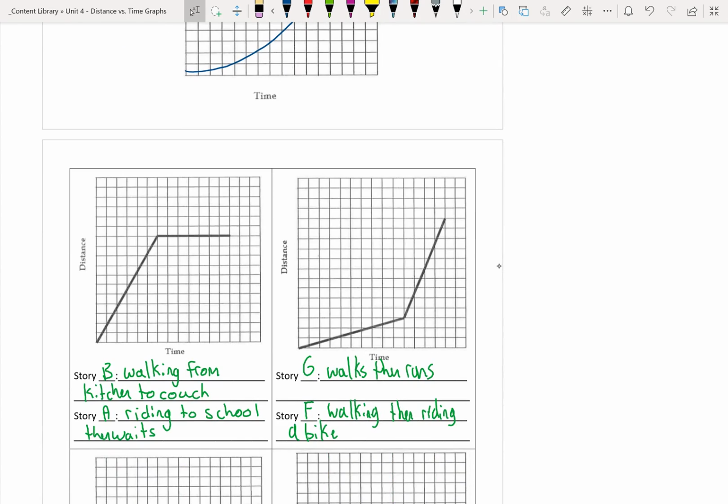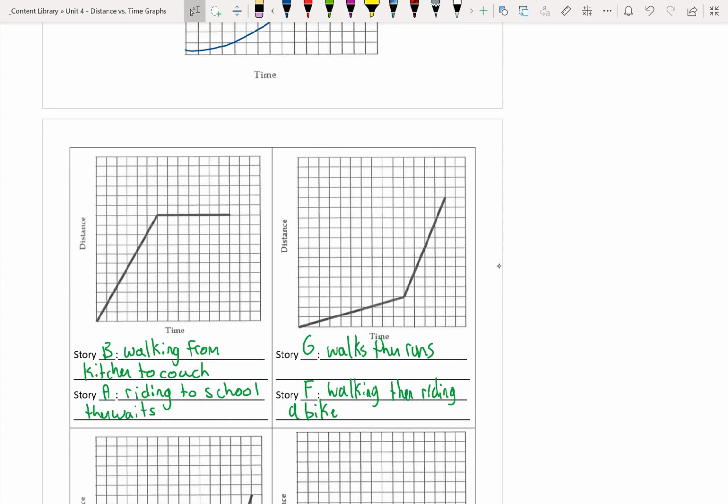If we look at our first example in the top left, we have two stories: walking from the kitchen to the couch and riding to school and then waiting. So here, what we're talking about is we have a straight line going up, so this means that we are moving away from our reference point, such as walking away from the kitchen or leaving the house and going to school. And then we have a flat line, which means we're not moving, whether it's like the first story, sitting on a couch, or waiting at one location. The flat line means we're not moving.